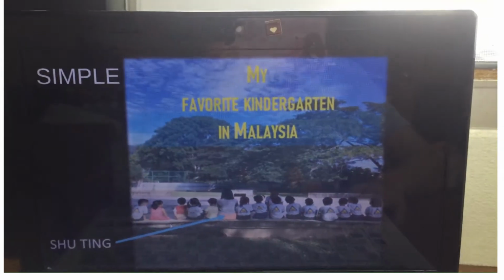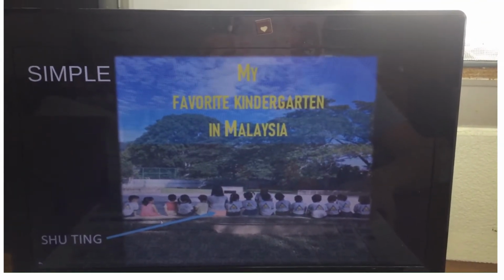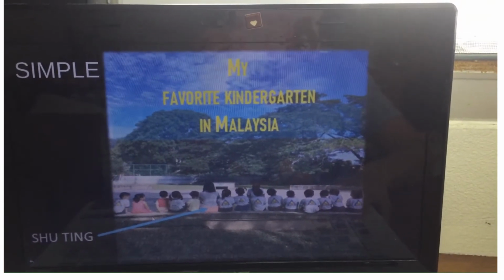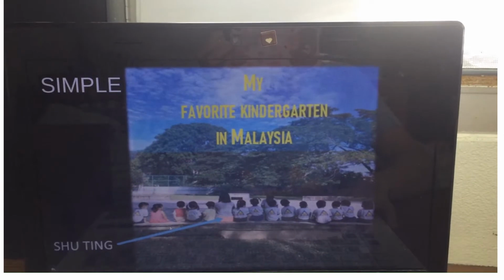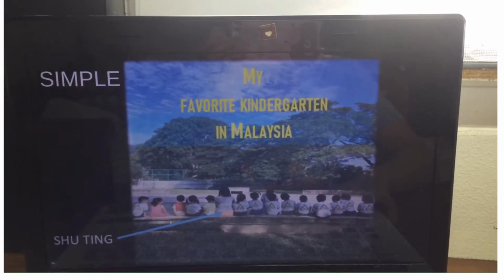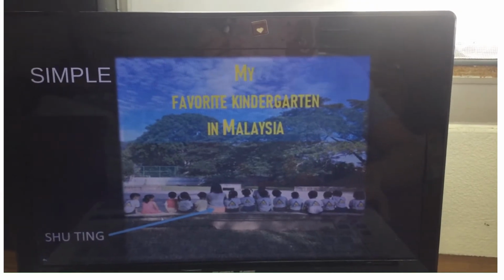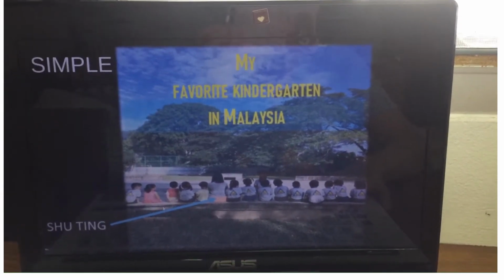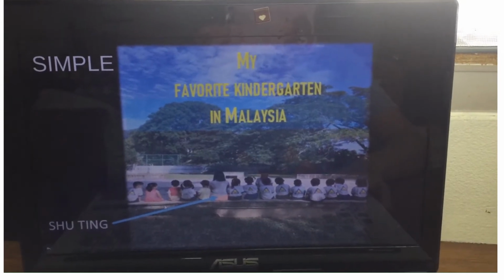So let's compare with this one. Only one type of font, color, and size. So let us compare with the previous one. Which one is better? I prefer this one because it is simple and easy to see. So let's move on to the next one.